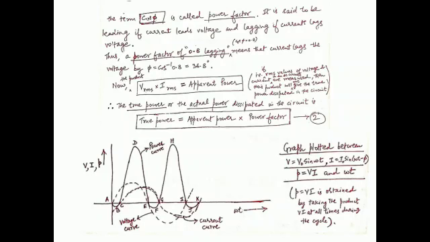The term cos phi is called the power factor. It is said to be leading if current leads voltage and lagging if current lags voltage. Thus a power factor of 0.8 lagging, that is cos phi equal to 0.8, means that the current lags the voltage by phi equal to 36.8 degrees.